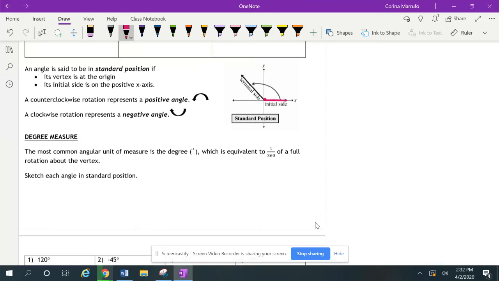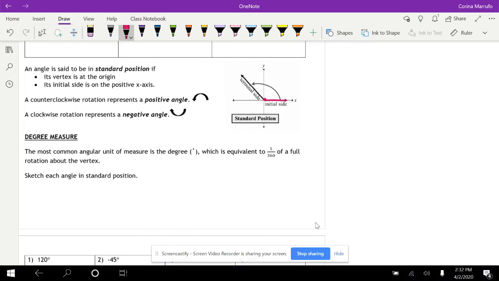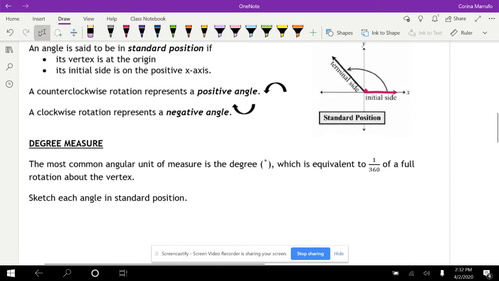All right, so we're going to be reviewing how to graph angles in standard position on the coordinate plane. An angle is said to be in standard position if its vertex is at the origin. So if we look here, here's our vertex right here, and it is at the origin, right here at the center of our x and y axis. It also says its initial side needs to be on the positive x-axis.